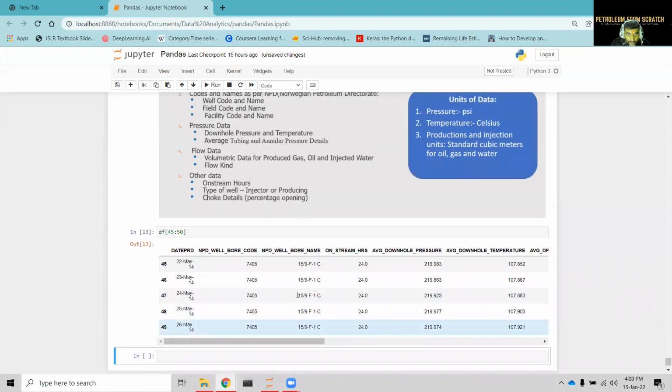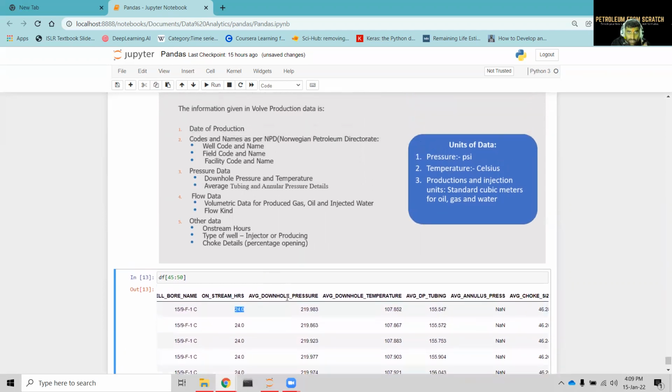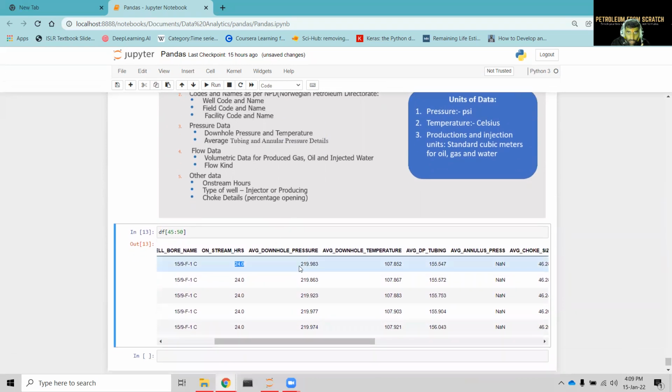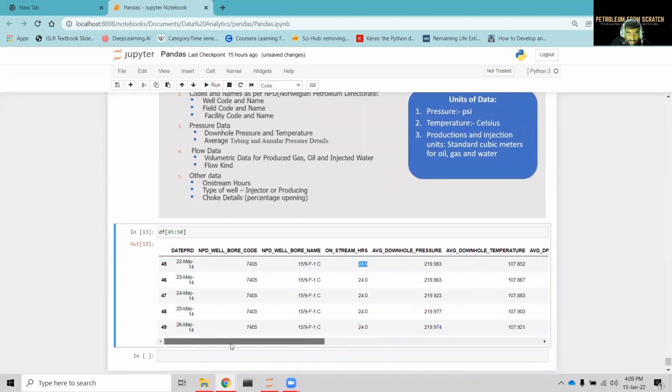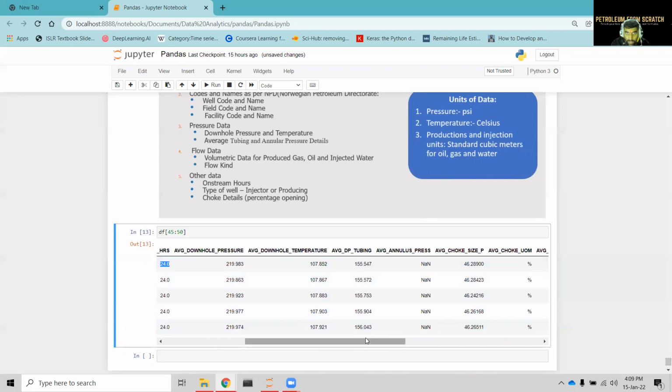Okay. Here you can see for 22nd May, the well is running for 24 hours, and so for 23rd, 24th, and 25th May. So this was on stream hours. Next is average downhole pressure that we have seen in the pressure data. So on 22nd May, the average downhole pressure was 219 PSI, as units are in PSI. Average downhole temperature is there, 107 degrees Celsius.